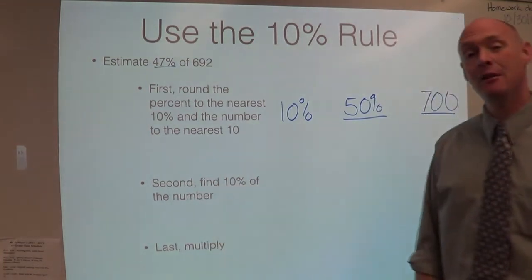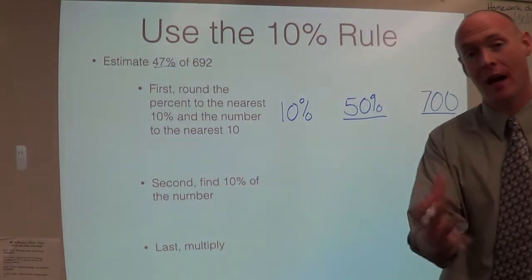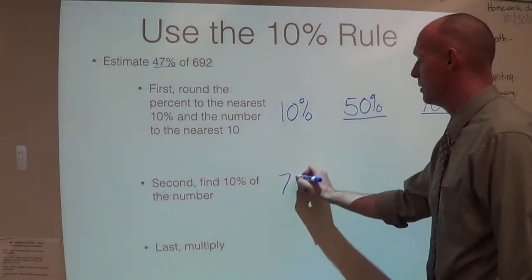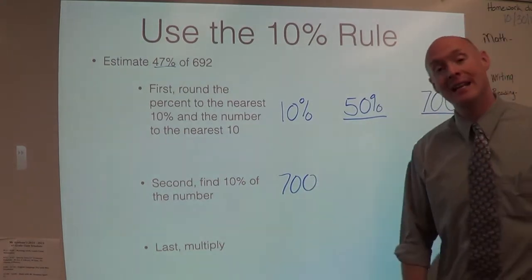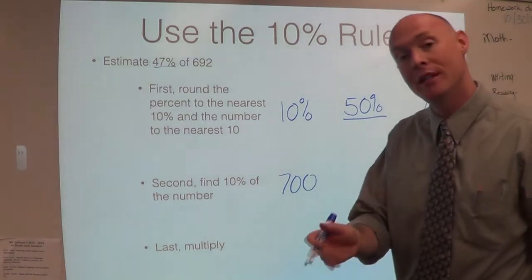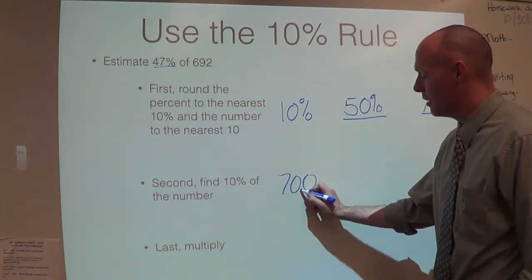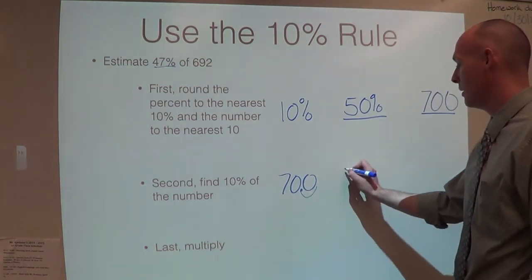Second, find 10% of the number. So let me show you how to find 10% of the number. Our number is 700. To find 10% of it, you just move the decimal 1 place. Perfect. So now my new number is 70.